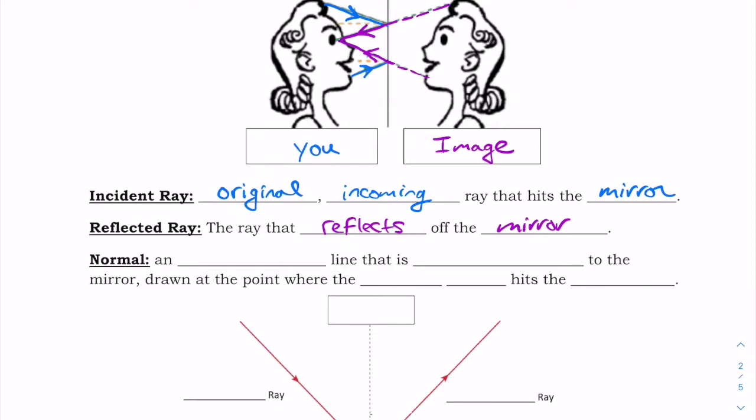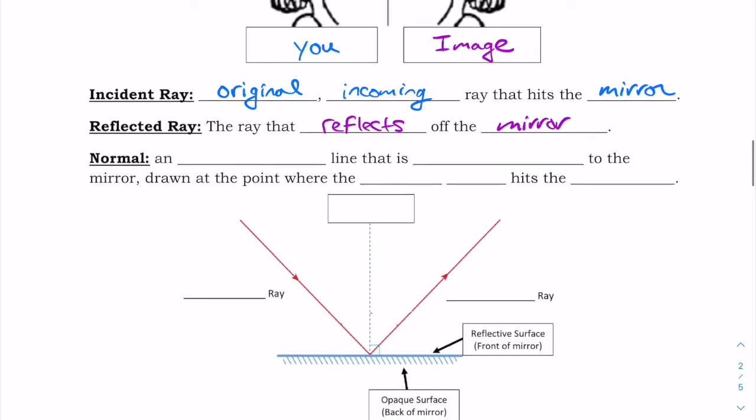One more bit of terminology is a line called the normal. This would be an imaginary line, and that line would be perpendicular to the mirror. So that means at a 90-degree angle to the surface of the mirror. And we typically draw it at the point where the incoming ray or the incident ray hits the mirror.